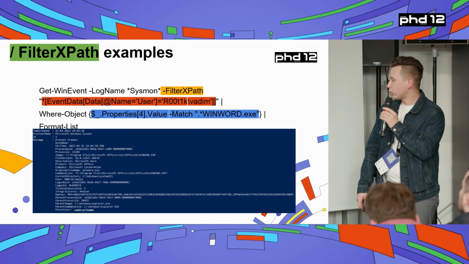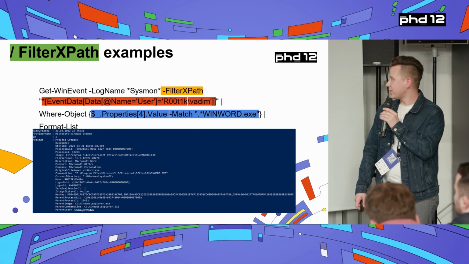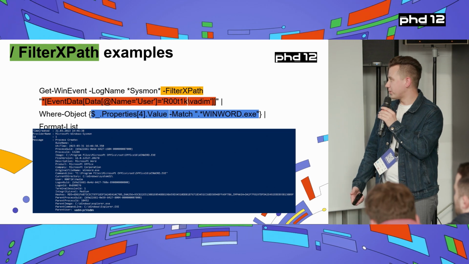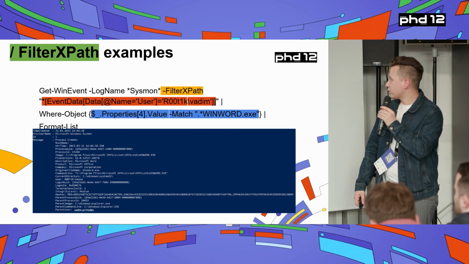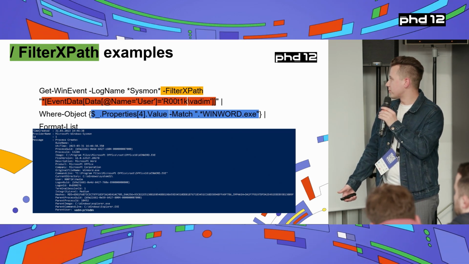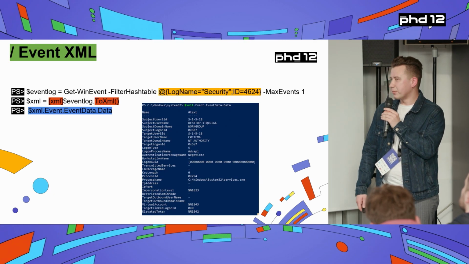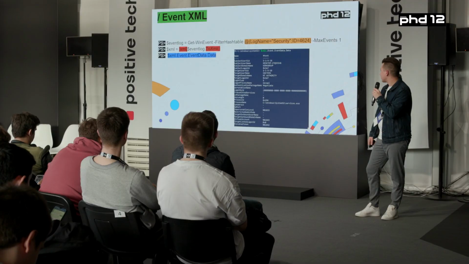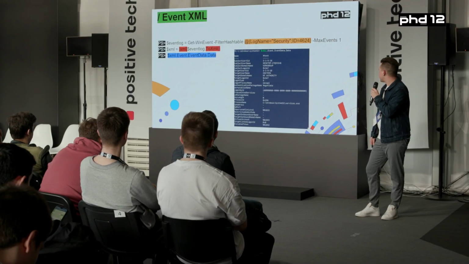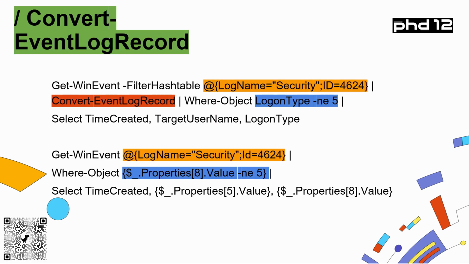Let's proceed to using the XPath filter. It's faster than the hash table. If we need to find values for a certain attribute, we can also use the object pipeline. For example, user 1 launches an application. PowerShell allows formatting XML events through the ToXml method, which allows addressing fields based on their names.